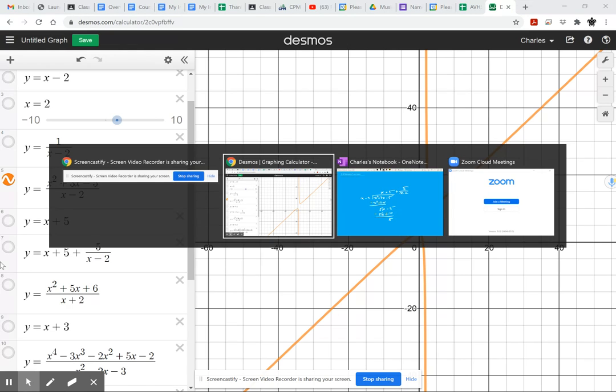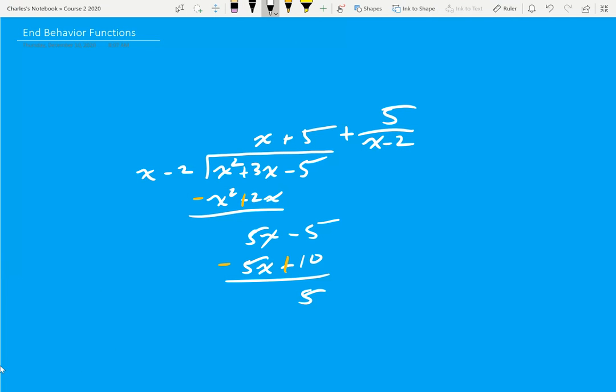Polynomial division is one of those things that I don't tend to do anymore because it's below my pay grade. But for you guys, I did some polynomial division. And I did x minus 2 goes into x squared plus 3x minus 5. And I got these two parts, x plus 5 over x minus 2.